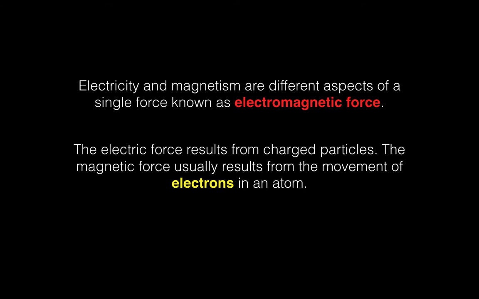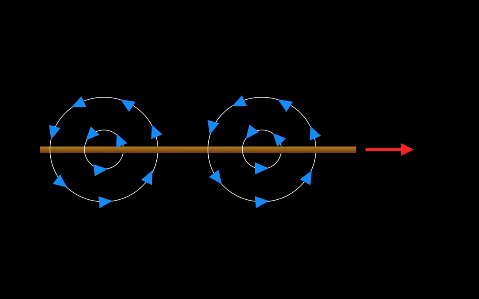So the electric force results from charged particles, electrons. The magnetic force usually results from the movement of electrons in an atom. Okay, so in other words, we can create a magnet by simply moving electrons in a material, or electricity, right?